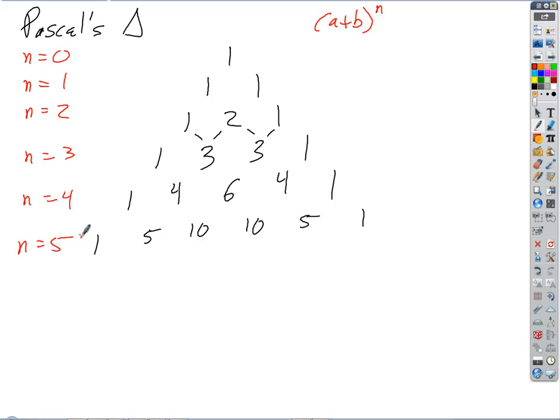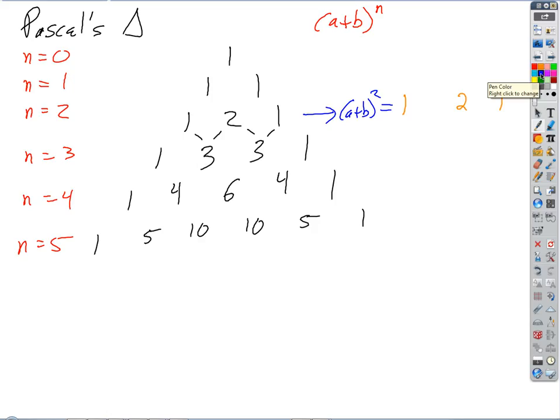So those are the coefficients. So then what's that telling us? What does it tell us, for example, what does this row tell us? It tells us that (a + b)² equals, the coefficients are 1, 2, and 1. And what are those being multiplied by?